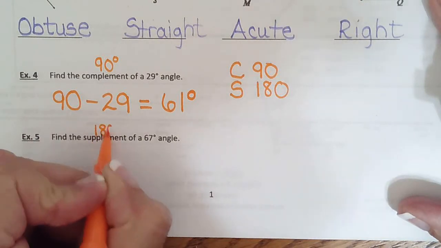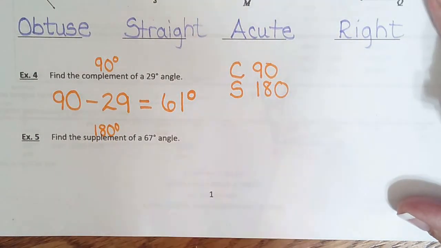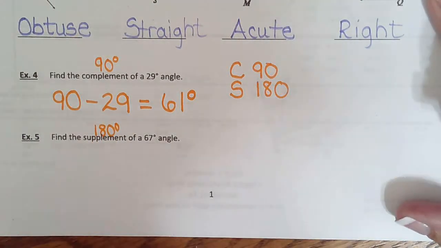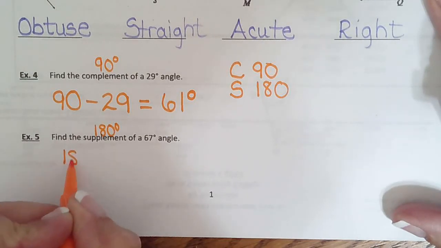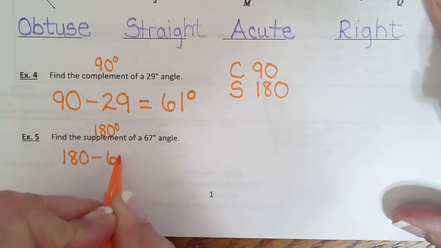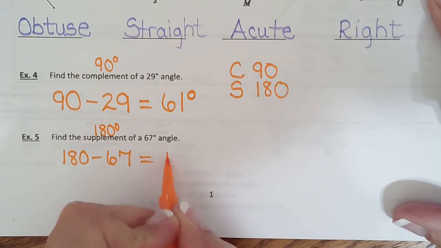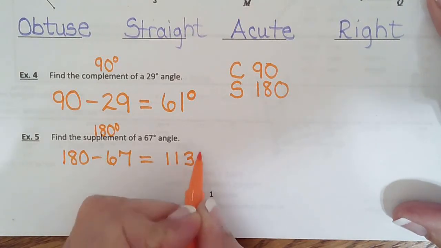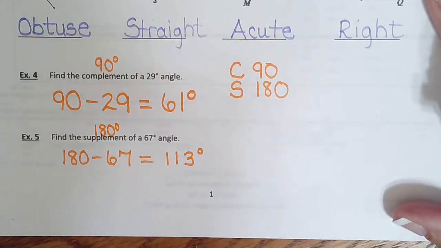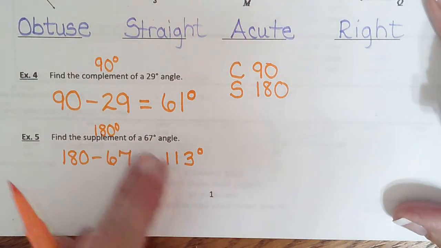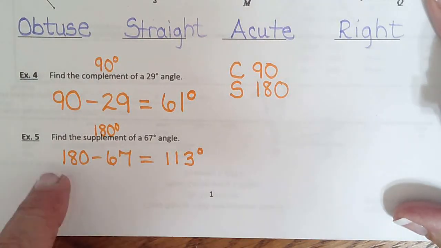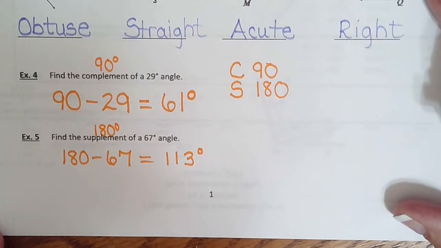Supplementary angles add to 180 using our little cheat sheet here. So if one of the angles is 67, you do 180 minus 67, and that gives us 113 degrees. So that would be the supplement of this angle. If you wanted to check it, add the 2 and make sure they give you 180.